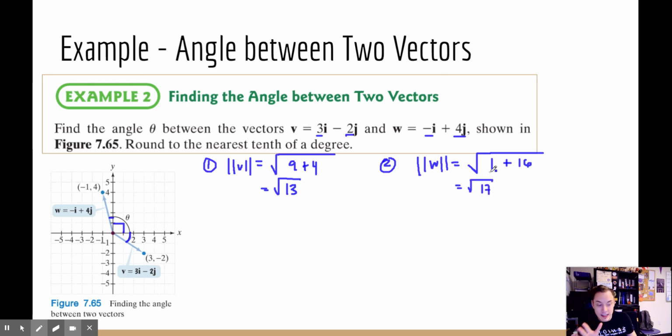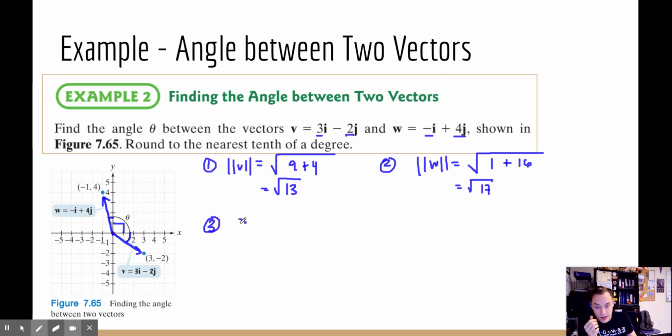Again, as a reminder, a magnitude essentially means distance or length. So what you just found is this length, the length from the origin. Now that you have both lengths, let's use our formula.